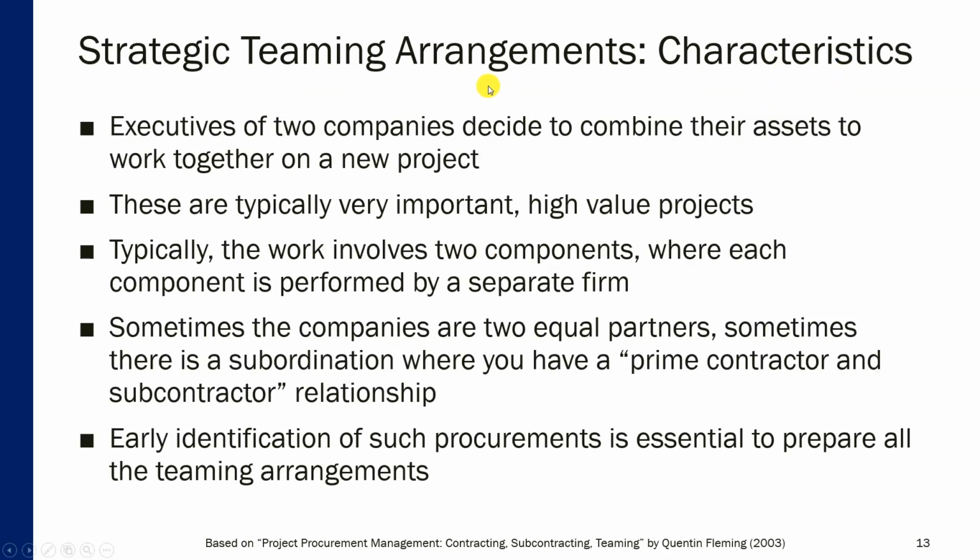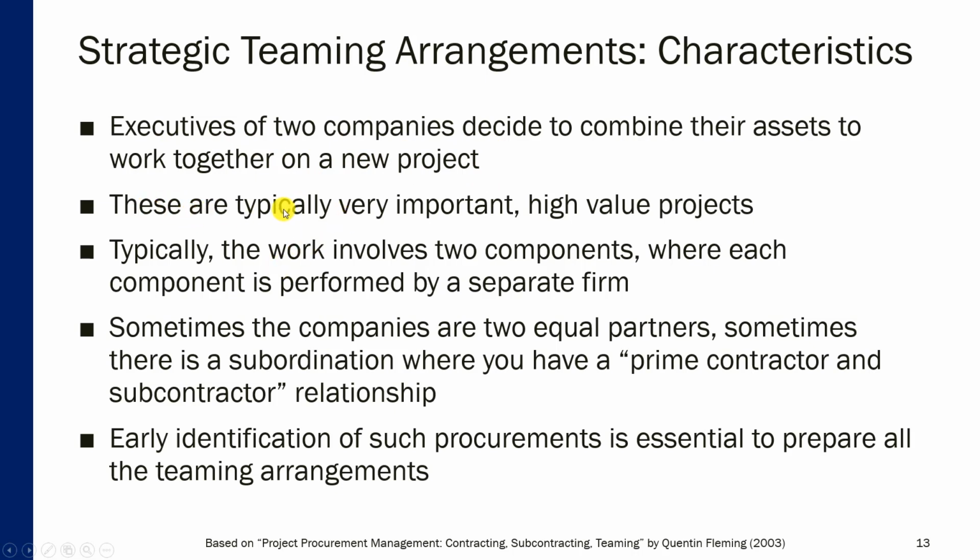Now the first one is strategic teaming arrangements. So what are some characteristics of strategic teaming arrangements? Typically, executives of two companies decide to combine their assets to work together on a new project. So it's a bit different from a typical procurement relationship where one organization is a buyer and the other organization is a seller. Here you have two executives deciding to collaborate together. They don't have this kind of buyer-seller relationship.